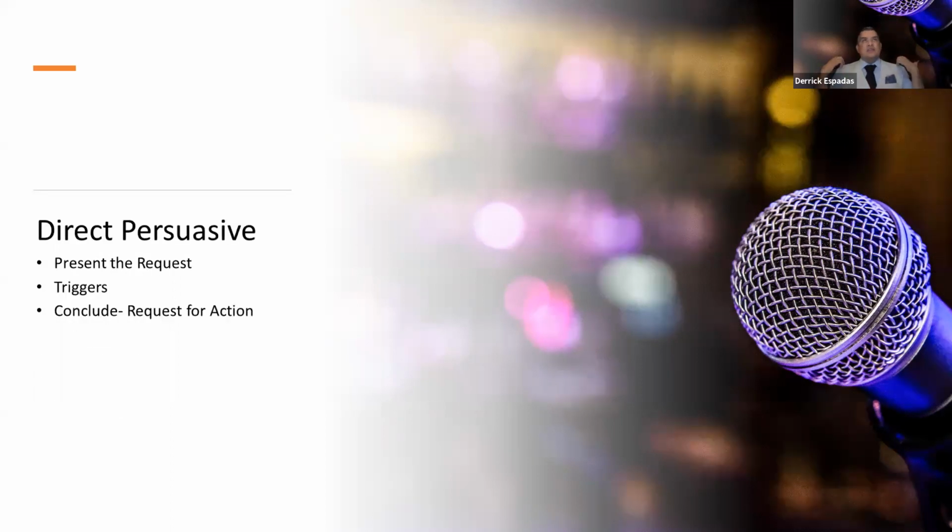So now we're going to start moving into persuasive arguments, and we're going to start off with direct persuasive. So direct persuasive is going to start off presenting the request, using a trigger, and then conclude. And our conclusion is going to be a little different. Before with the informatives, we were just saying, hey, if you need more information, get a hold of me. Now we're going to say, I want you to do something.